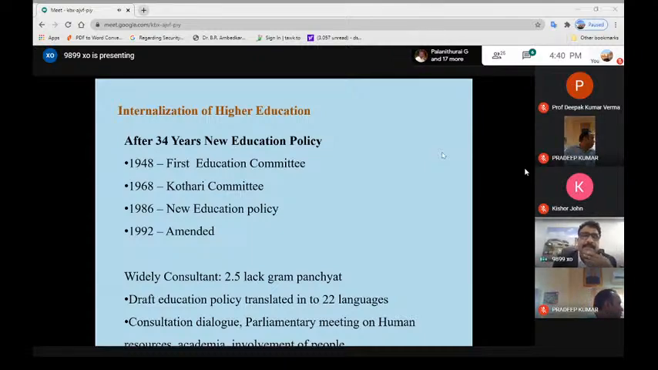I'll give one example. In 1948, the First Education Committee after independence gave different recommendations. And in 1968, the Kothari Committee played a very important role, where it also talked about what percentage we should spend on higher education, and what percentage a university should spend on its library. When we talk about the new education policy, the library has a very important role. The library is the backbone of any institution.